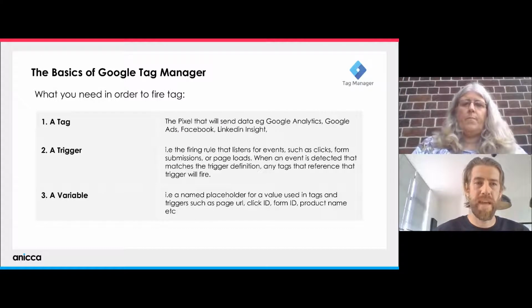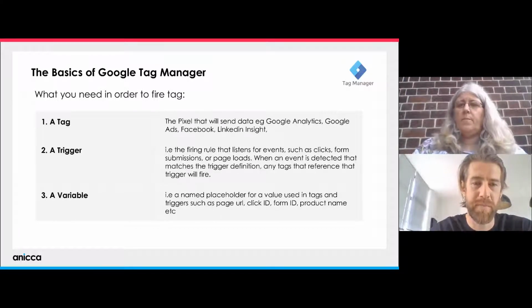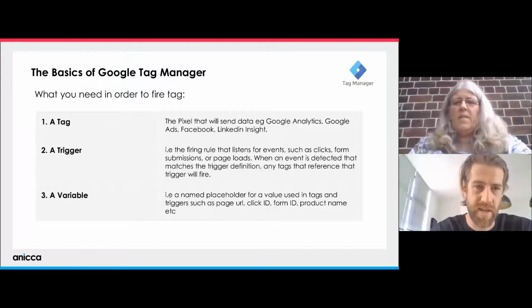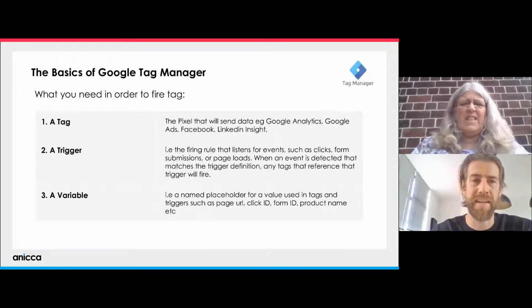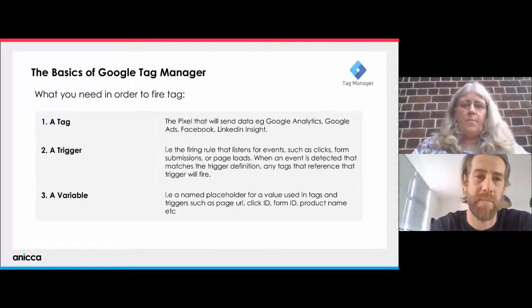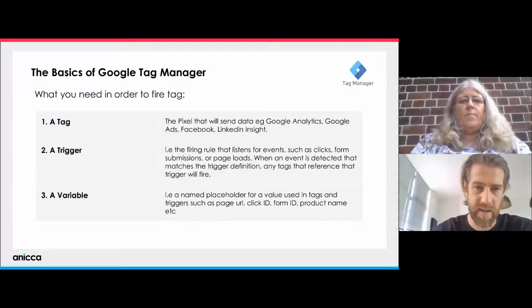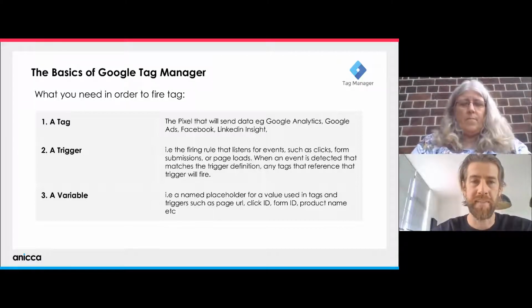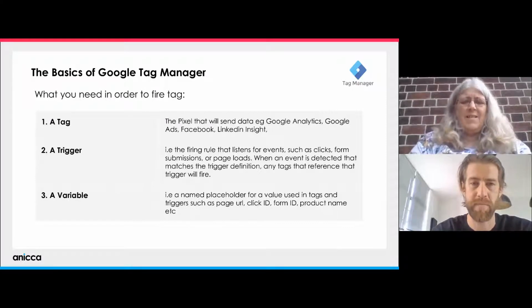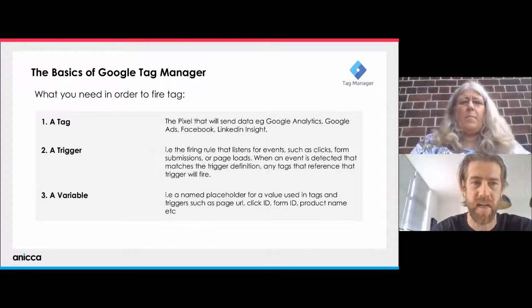So before I jump into the live demos and opening up Google Tag Manager and the conversion pixels, it's important just to run through what the basic ingredients for Google Tag Manager are. So there's 3 things that you need to work with in order to get your conversion tags working and firing on the site. So the first thing is you need a tag. So this is the pixel that will be sending the data. So this could be your Google Analytics, your Google Ads, your Facebook or your LinkedIn Insight pixel, anything like that.